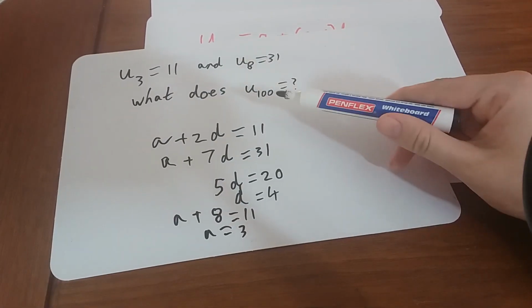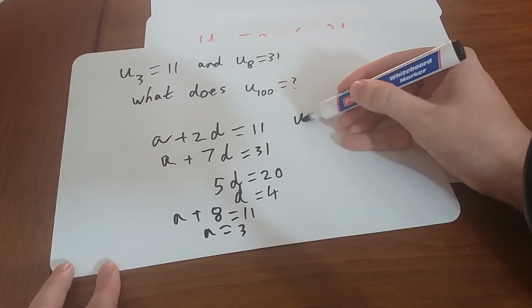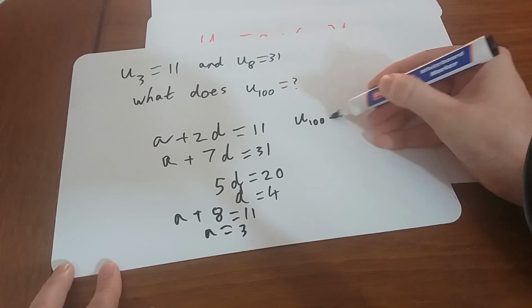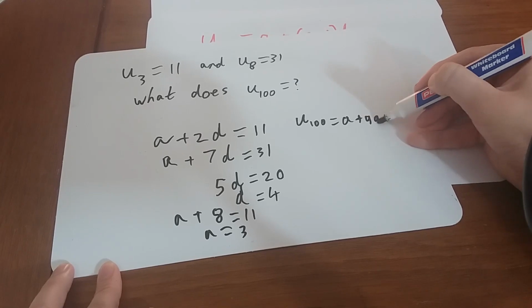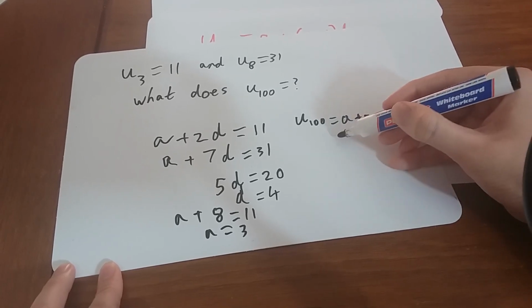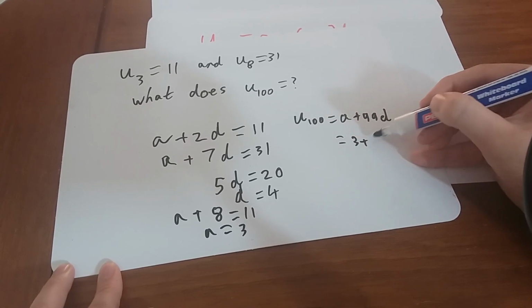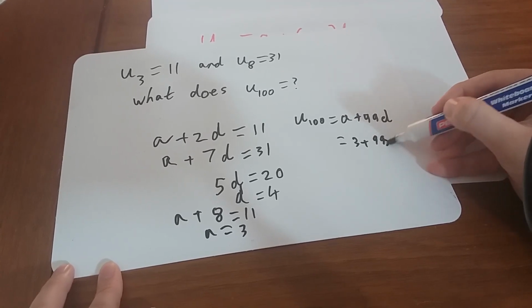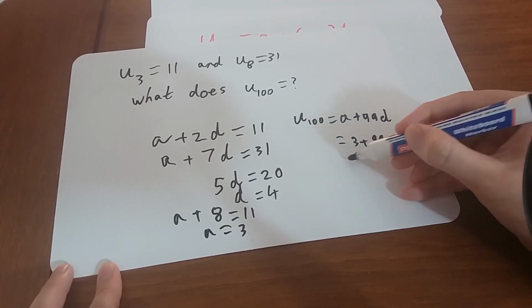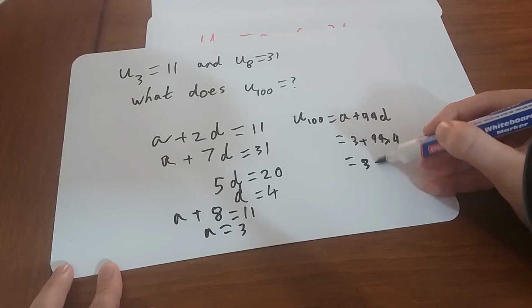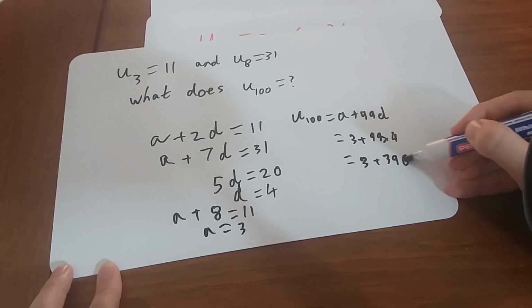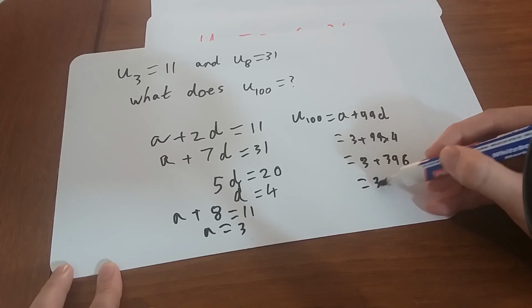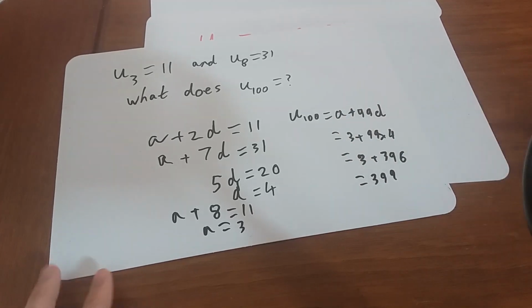Final part here is to work out the 100th term. Well, the 100th term, U100, is equal to a plus 99 lots of the common difference, which is 3 plus 99 times 4, which is 3 plus 396, which is 399. And we've worked out the 100th term in that series.